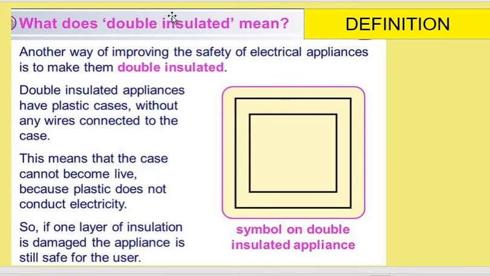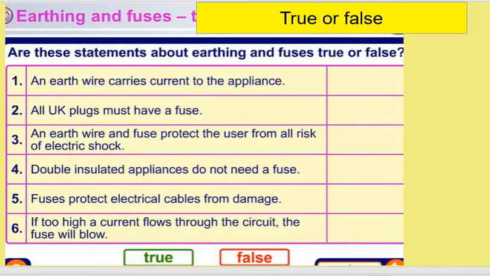Can you write a definition for double insulation? Pause the video. Right, so here are some questions again. What do we remember? An earth wire carries a current to the appliance. What is the live wire? Is it earth? No. All UK plugs must have a fuse.